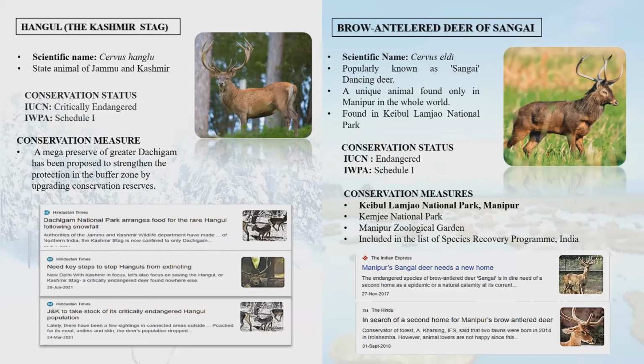Brow-antlered deer or Sangai, popularly known as the dancing deer. This animal is found only in Manipur in the whole world. According to IUCN, it is endangered, and it is endemic to Manipur. For conservation, World Wildlife Fund India made certain recommendations to the government of Manipur for the conservation of Sangai, including shifting some animals to a second home.